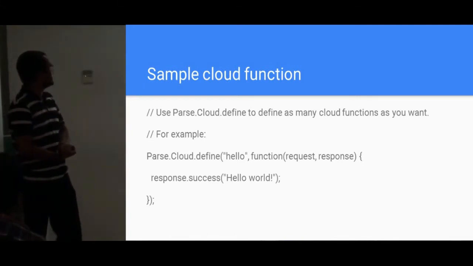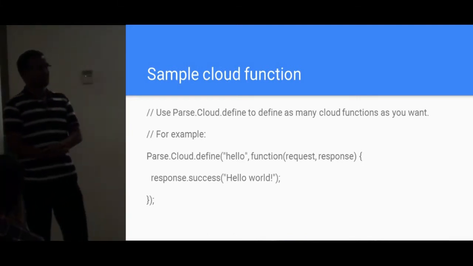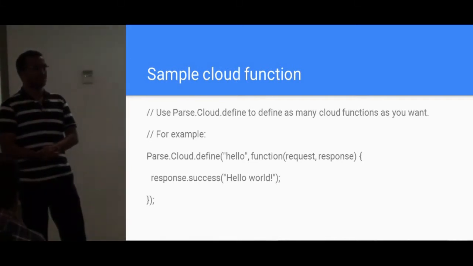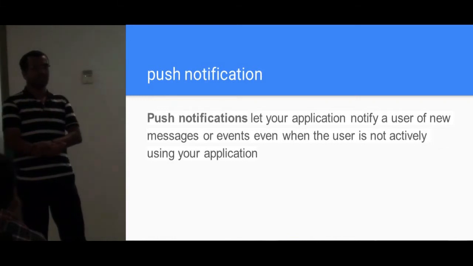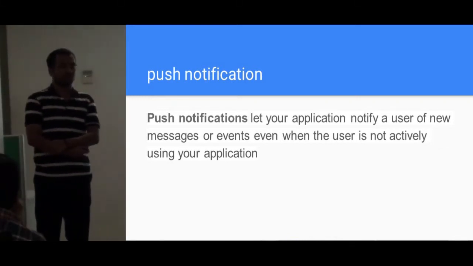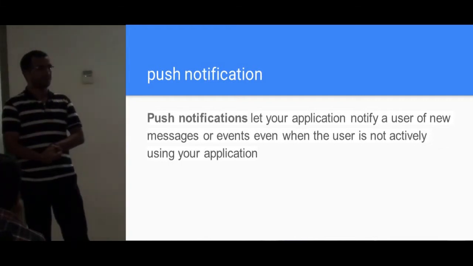Another drawback of cloud functions is that each time you need to deploy your cloud function, and Parse terminates each cloud function after a certain time. Then push notification. Push notification lets your application notify users of some messages even when the user is not currently actively using the application. Parse supports push notification for Windows, Android, and iOS mobile devices.